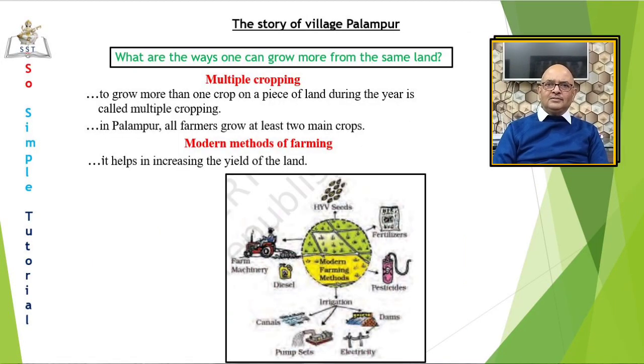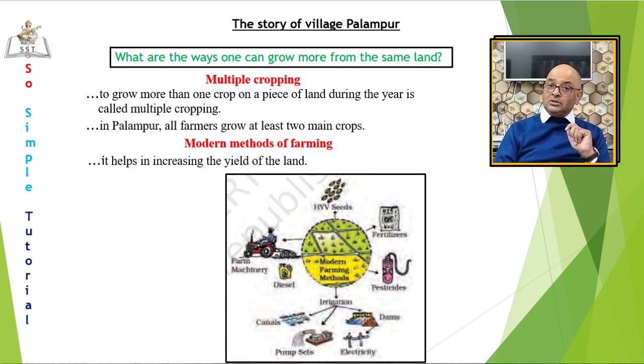Let us now discuss, is there any way one can grow more from the same land? This is a valid question today since land area is fixed everywhere. One way of increasing production on a given piece of land is multiple cropping. This is what was practiced in Palampur. So what is multiple cropping? Growing more than one crop on a piece of land during a year is called multiple cropping.